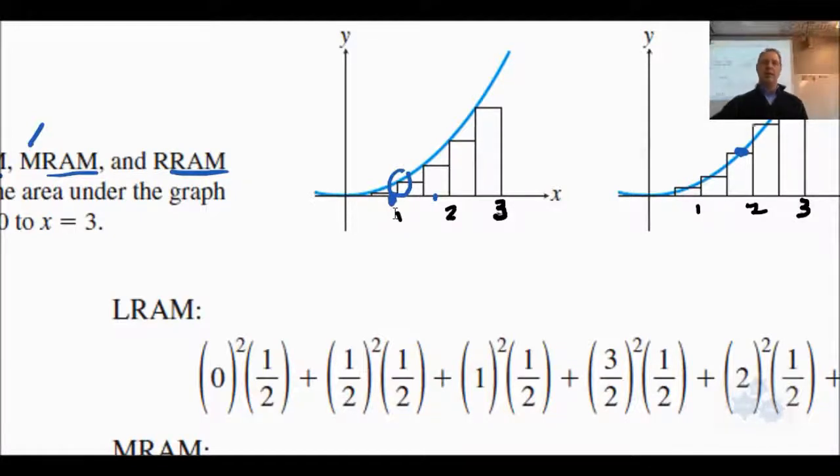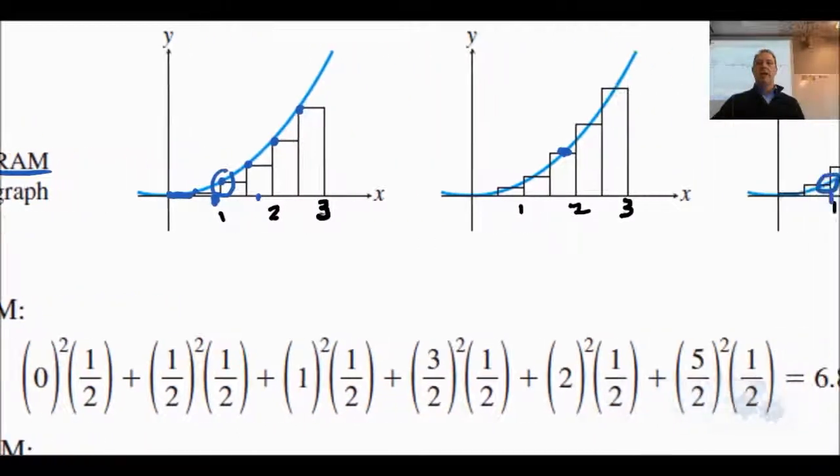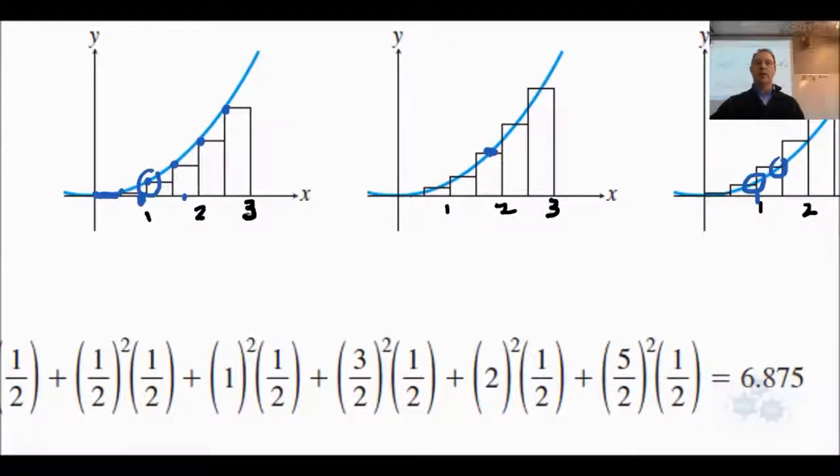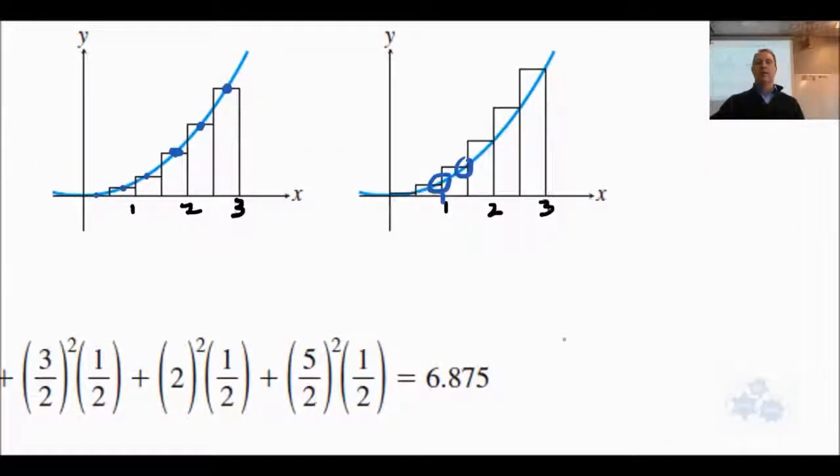So down here at 0, we have a rectangle that's just a height of 0. Then we have this point there. You see how that's the left edge? That's LRAM. The MRAM is where the midpoint is, and we've talked about that, the one we just talked about, midpoint, MRAM. And then over here is RRAM. So that's where the right side, or the right edge, is taken as the height of the rectangles.